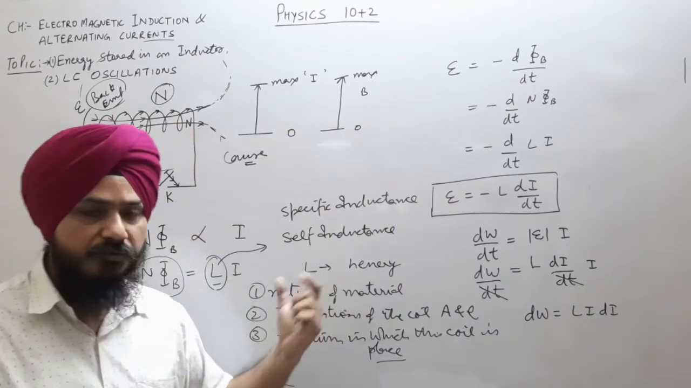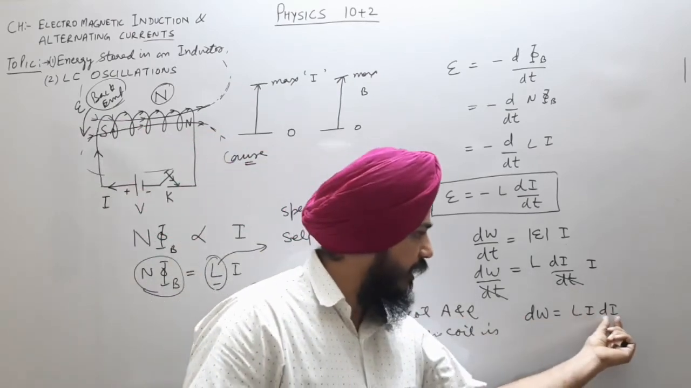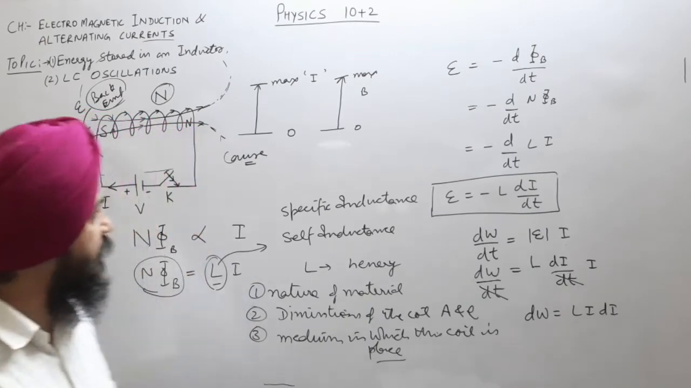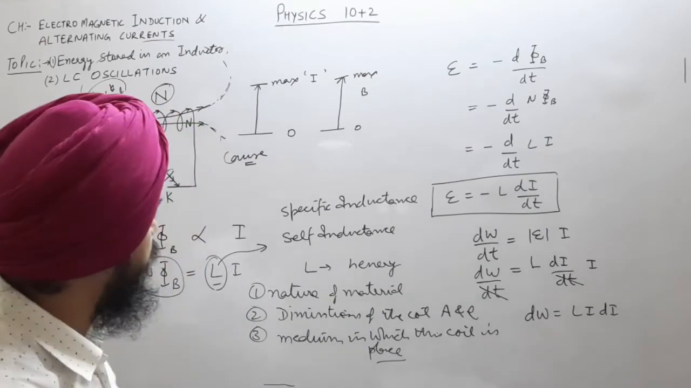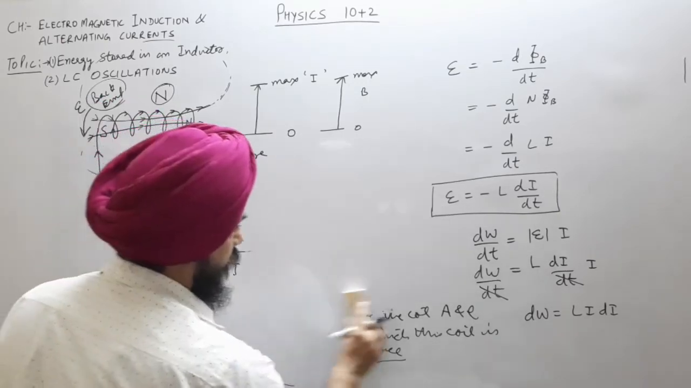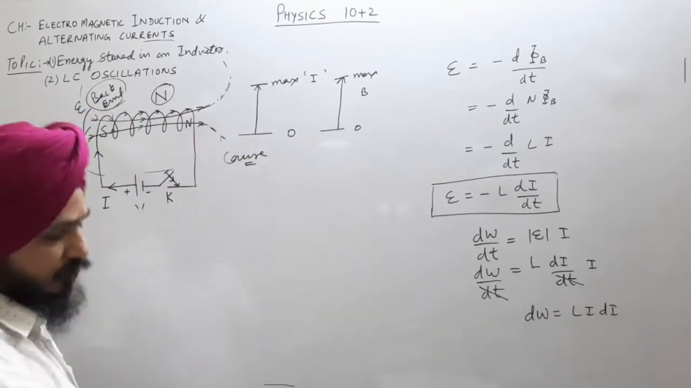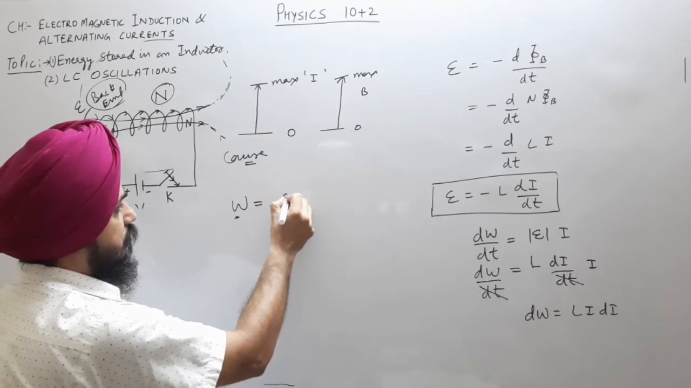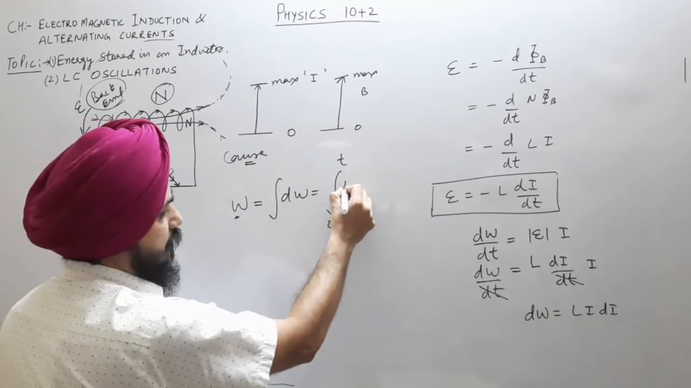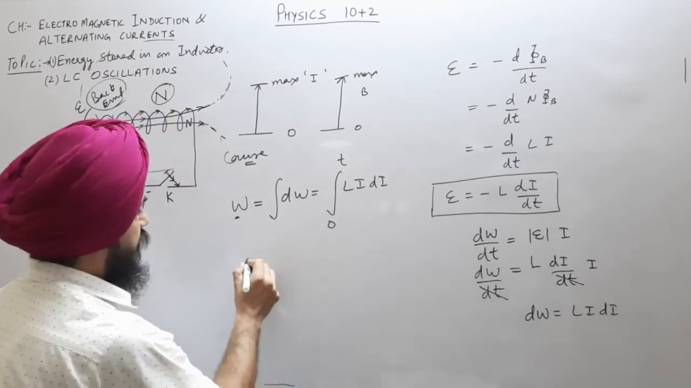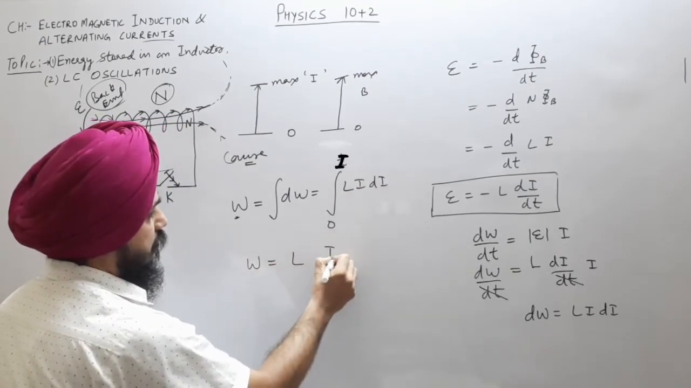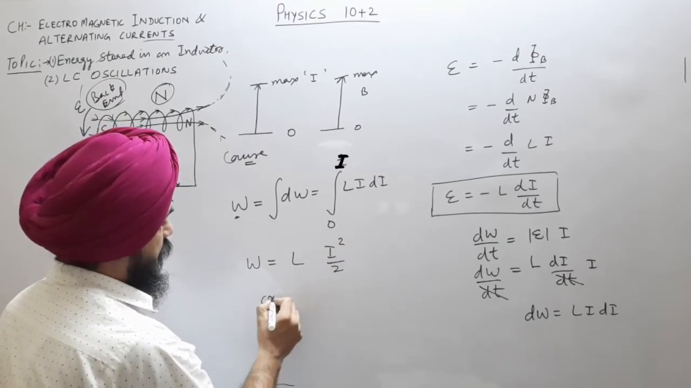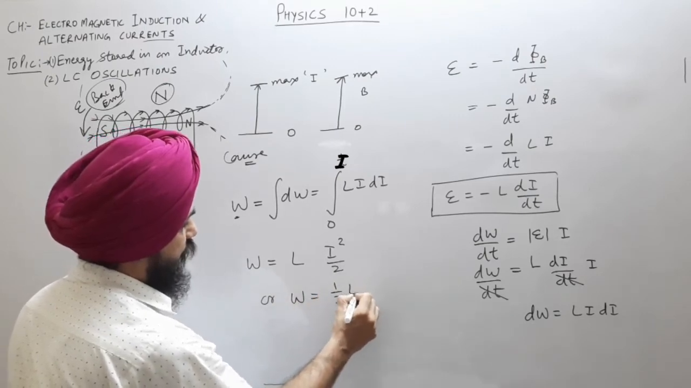Now this is the small amount of work done in maintaining current dI through the circuit, but we have to calculate the total amount of work done for the whole time for which the current flows in the circuit. So we will integrate to calculate W. L I dI will give us L I square by 2, or we can write W equal to half L I square.